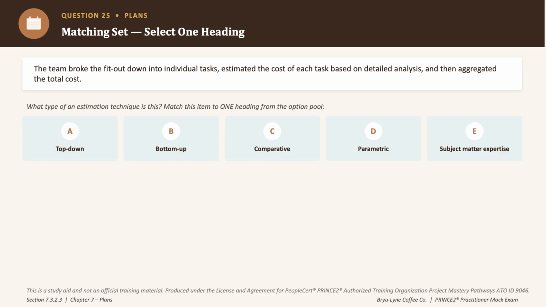Next, question number 25. So the team broke the fit out down into individual tasks, estimated the cost of each task based on detailed analysis, and then aggregated the total cost. Now the question is, what type of estimation technique would this be?